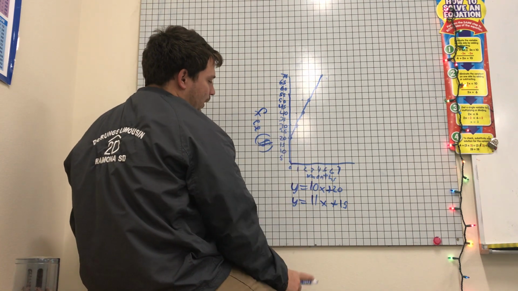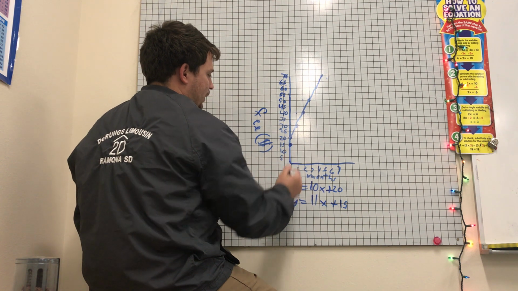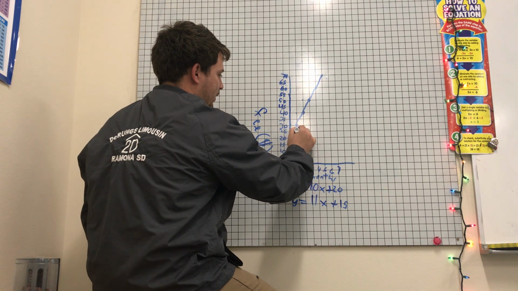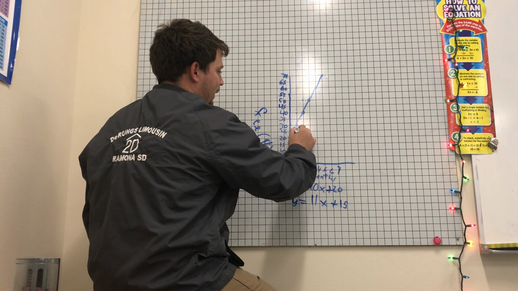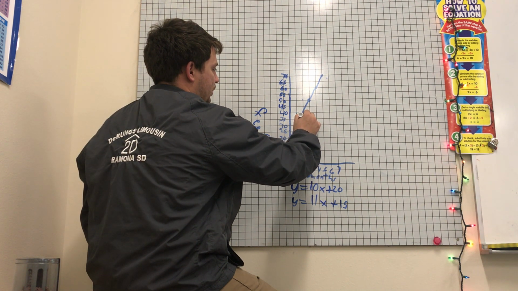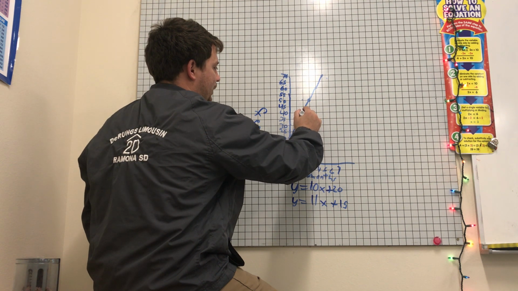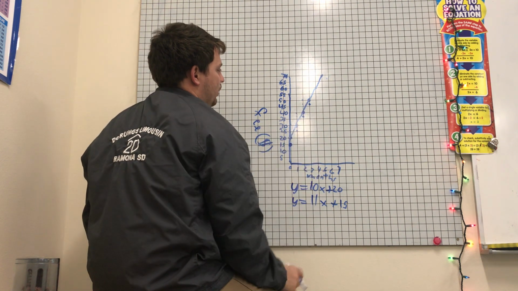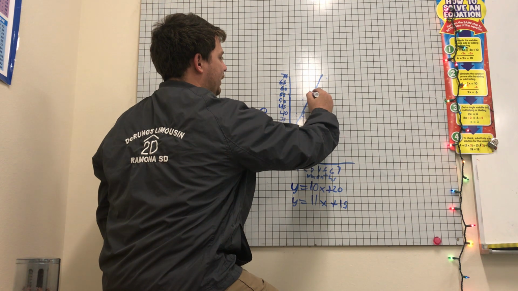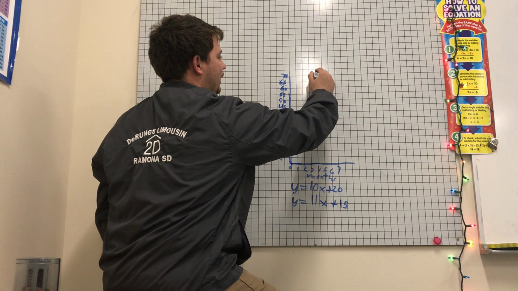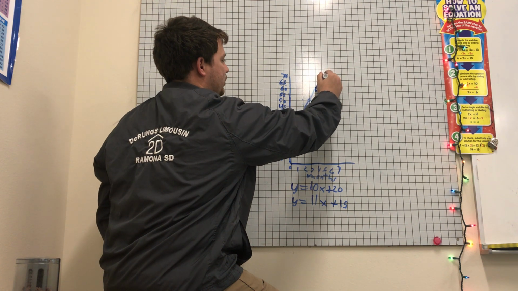Okay? This one, we're gonna start at 15, and we're gonna go up 11, and we're gonna go over 1. We're gonna go up 11 again, and over 1. We're going to go up 11 again, and over 1. We're going to go up 11 again, and over 1, and we should hit right here.